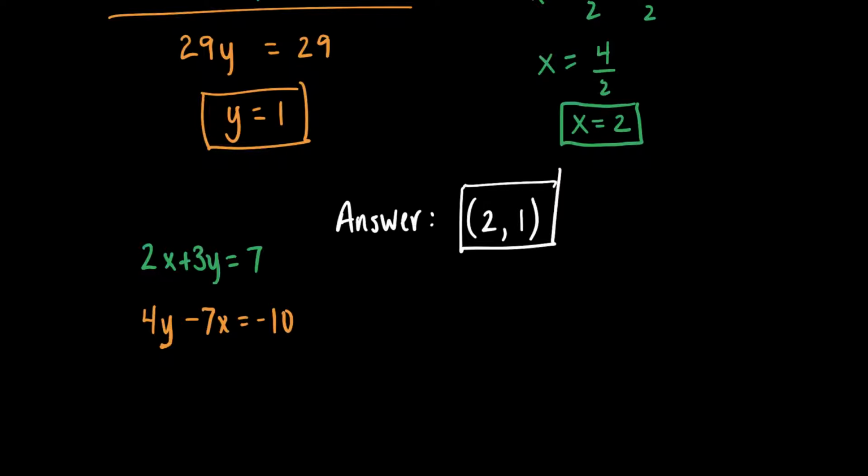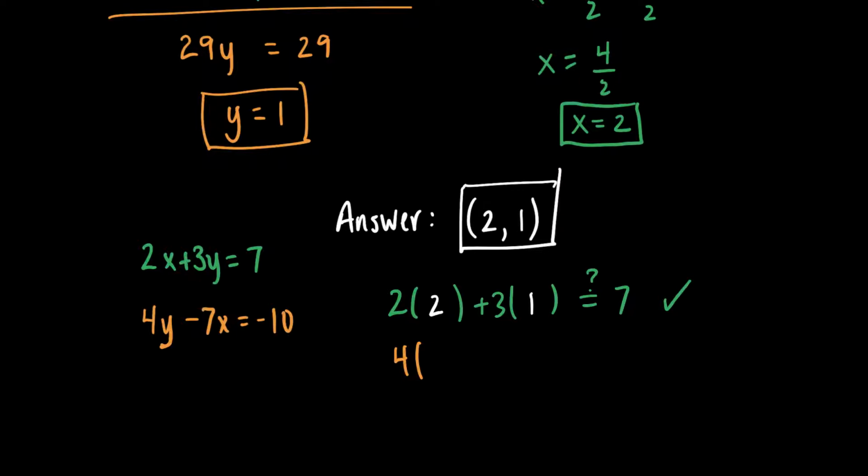Let's just check these. So the first original equation was 2 times x, which happens to be 2, plus 3 times y, which happens to be 1, is supposedly equal to 7. Is that true? Is 2 times 2, which is 4, plus 3 times 1, 7? It is. How about the orange equation?